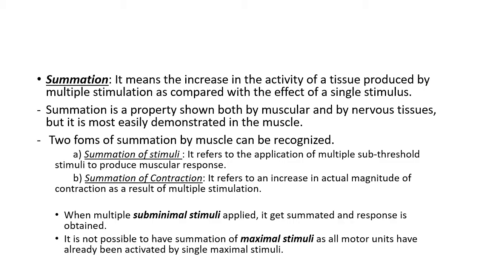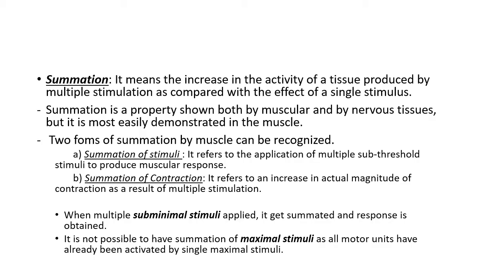Summation of stimuli refers to the application of multiple subthreshold stimuli to produce a muscular response, while summation of contraction refers to an increase in actual magnitude of contraction as a result of multiple stimulation. So in short, what is summation? It means increase in the activity of tissue produced by multiple stimulation compared to a single stimulus. When multiple stimulations are applied, there is an increase in the activity of a tissue.